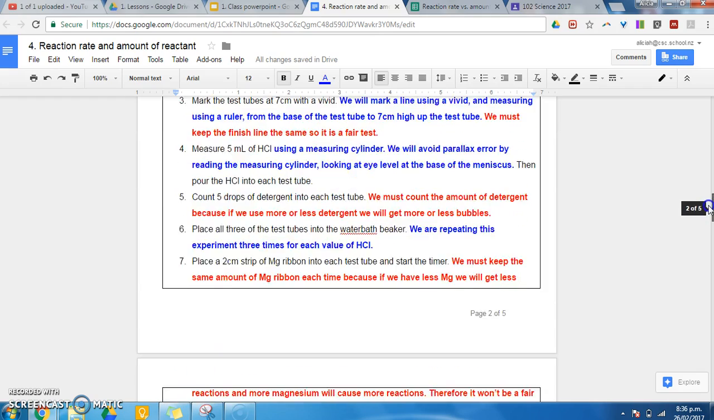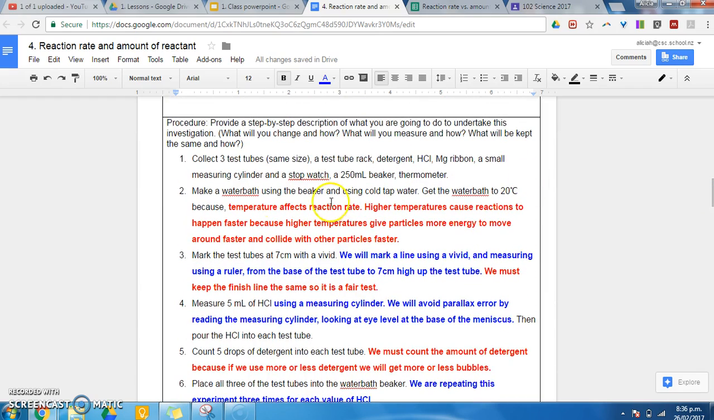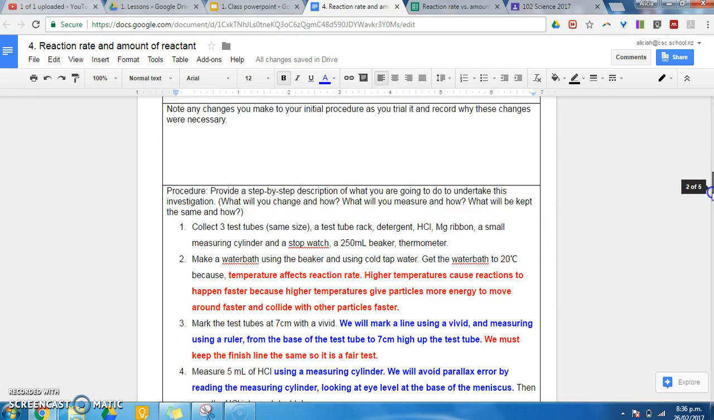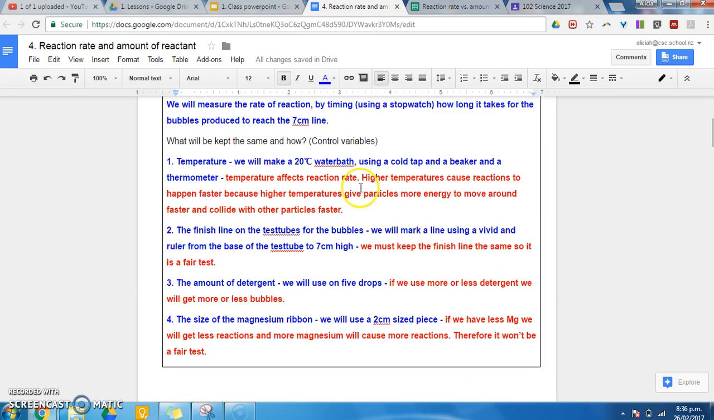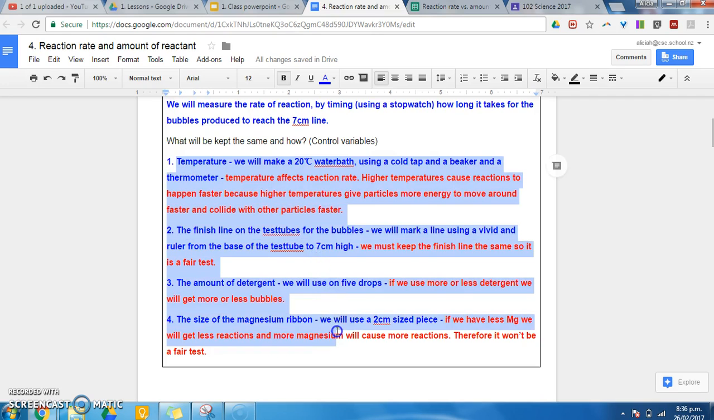and then we go back up and we look at what variables we did control. So we controlled temperature, and we've written it in our method, but we can look at our planning because it might be a little bit easier to copy from. We controlled temperature, we controlled the finish line for the bubbles, we controlled the amount of detergent we used, and we controlled the size of the magnesium ribbon.